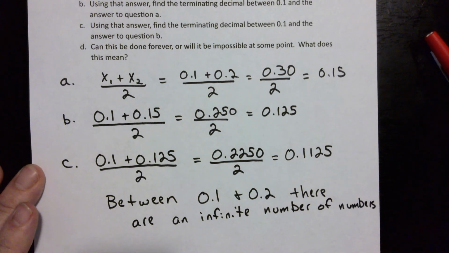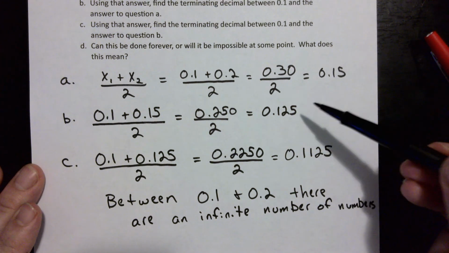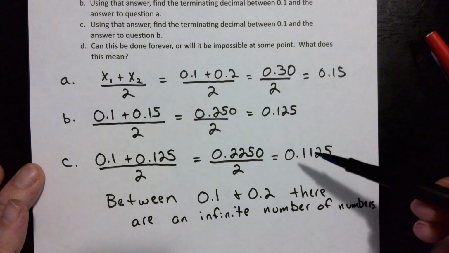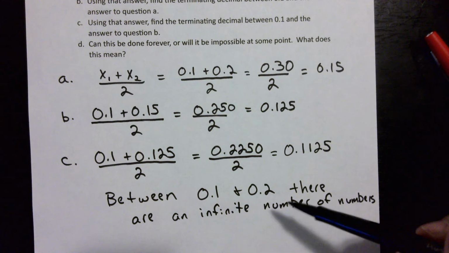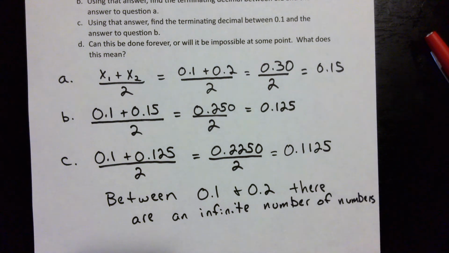So this number is between those two, this number is between those two, this number is between those two, and you can keep doing that forever. And it's not just 0.1 and 0.2, it's any two terminating decimals. You can always add them up, divide by 2, and get the midpoint of those two decimals forever. So between any two numbers, there are an infinite amount of other numbers.